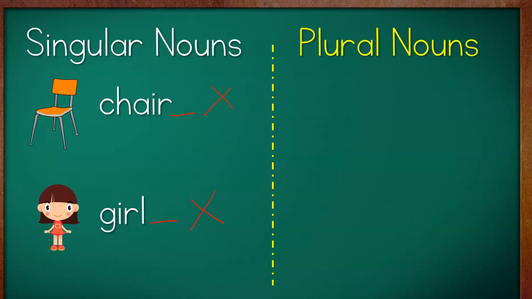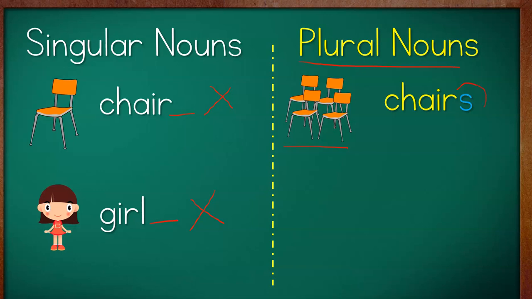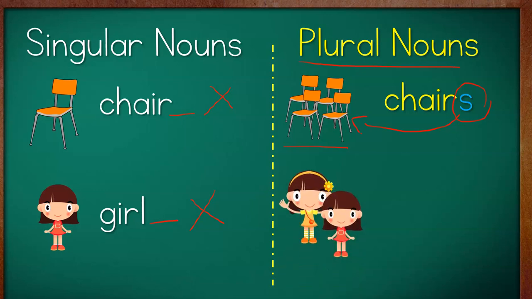Then we have plural nouns. Plural nouns means more than one. So here we have some chairs, and at the end we put the letter S to show that there's more than one. Here we have two girls. Also at the end we put the letter S to show that there's more than one. So these are singular and plural. Singular is only one, and plural is more than one or many.